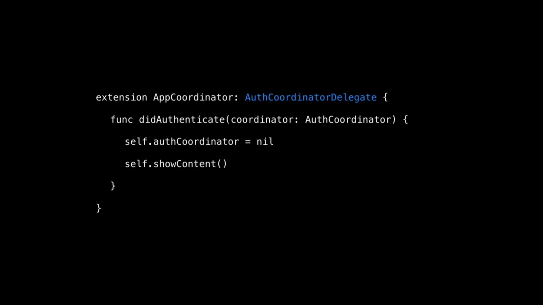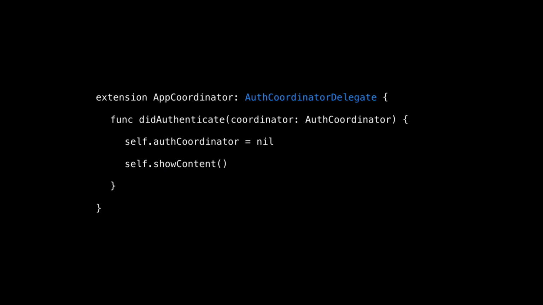And the only thing we care about is, did this work or not? And you're not allowed to come back until it worked. So what we do then is we nil out the coordinator so that it's not doing any extra work, not responding to any notifications that are floating around. And then we can call show content, which is that method from earlier. Yeah, so that's not too bad.